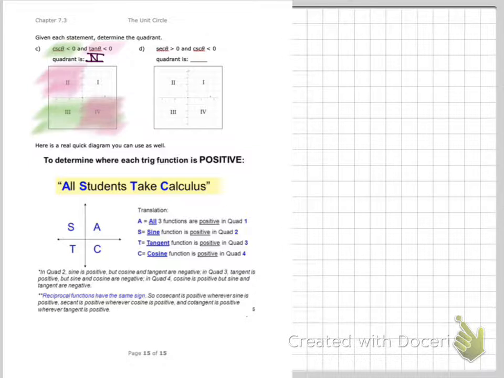Very last example, where the secant is positive. Secant is positive where cosine is positive because secant is 1 over cosine. That is the right half of our coordinate plane. Now we're looking for where the cosecant is negative. Cosecant is 1 over sine. So we're looking for the part of the coordinate plane where the sine is negative. Again, these overlap in quadrant 4.